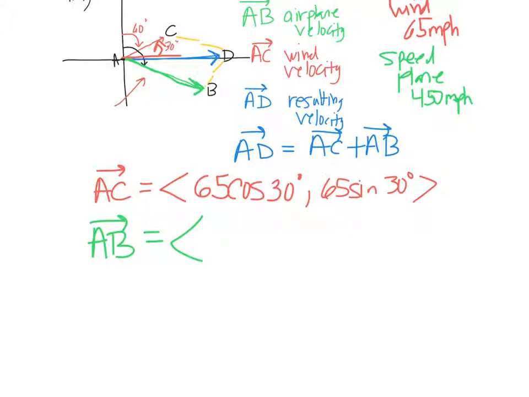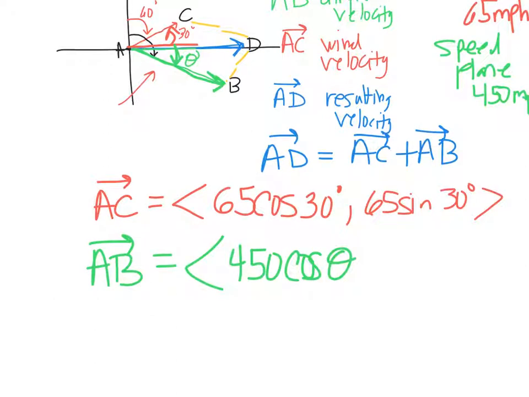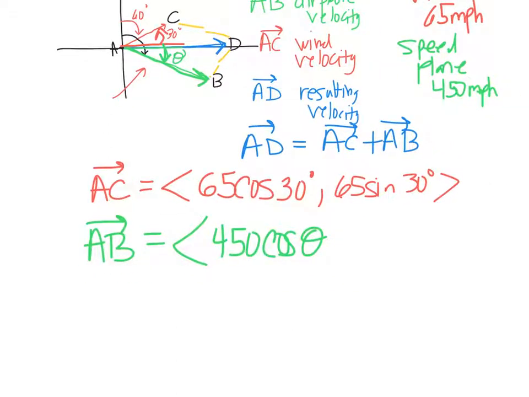All right, so let's go to AB now. AB is going to be 450 times the cosine of, you know what, we don't know this angle yet, this directional angle. I'm going to call it theta, because it starts at the x-axis and goes to vector AB. And then comma, 450 sine of theta.